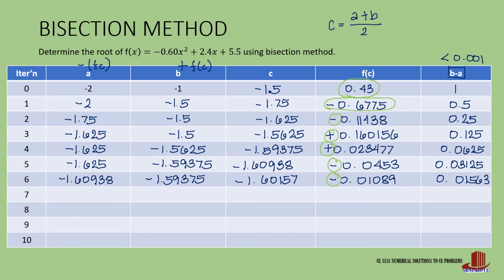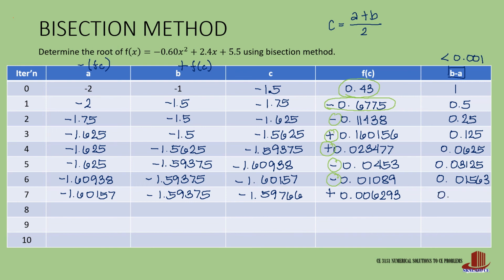Take note again that we have a negative sign here, which we are going to replace our lower limit. Then we get 1.60157, the new value for C. Our upper limit would still remain the same as 1.59375. Taking their average, we would get 1.59766. If we plug this value into the f of C, we have a positive value, 0.006293.